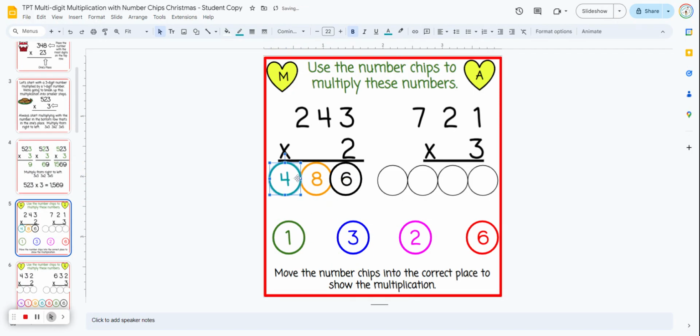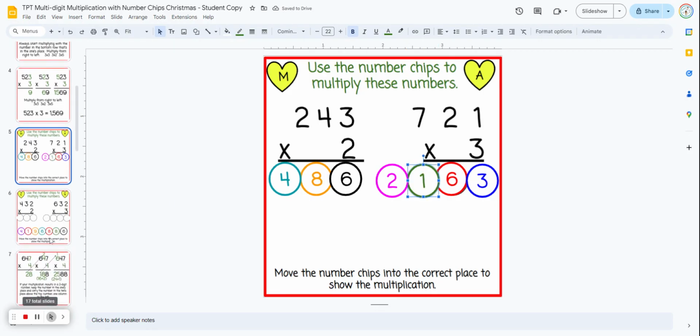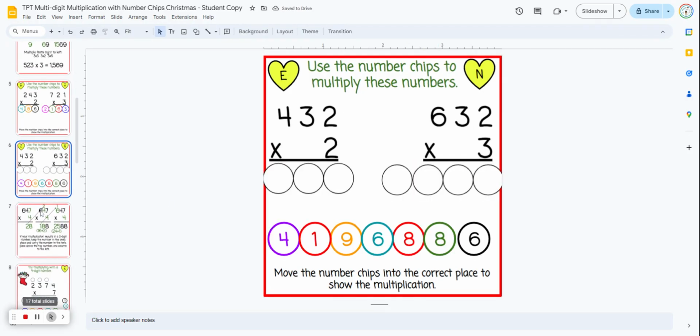Now each one of these has a letter and a yellow heart. So on the very last slide, there's going to be a Christmas riddle. They're going to solve it by matching their answer to that letter that's in the yellow heart. Now the next one here, they've got 3 times 1, 3 times 2, and then a 2-digit, 3 times 7, 21. They've got several more to solve, moving from right to left.